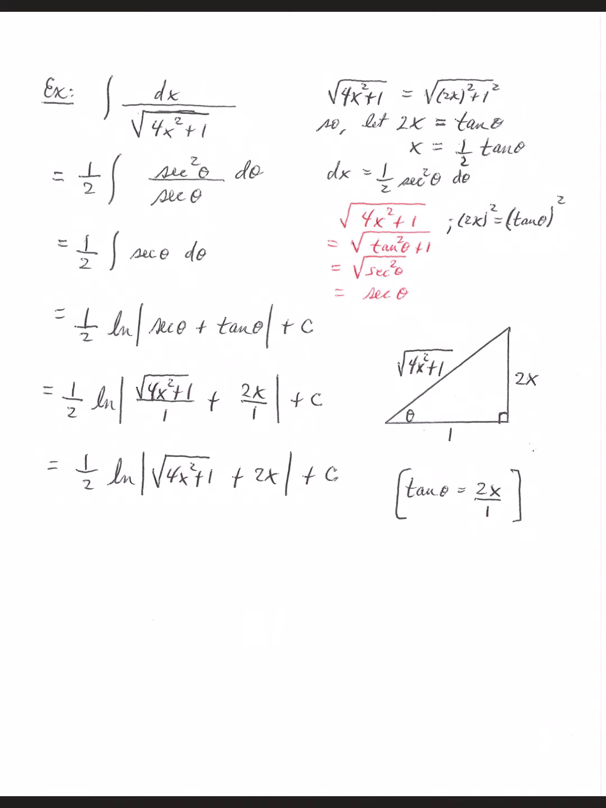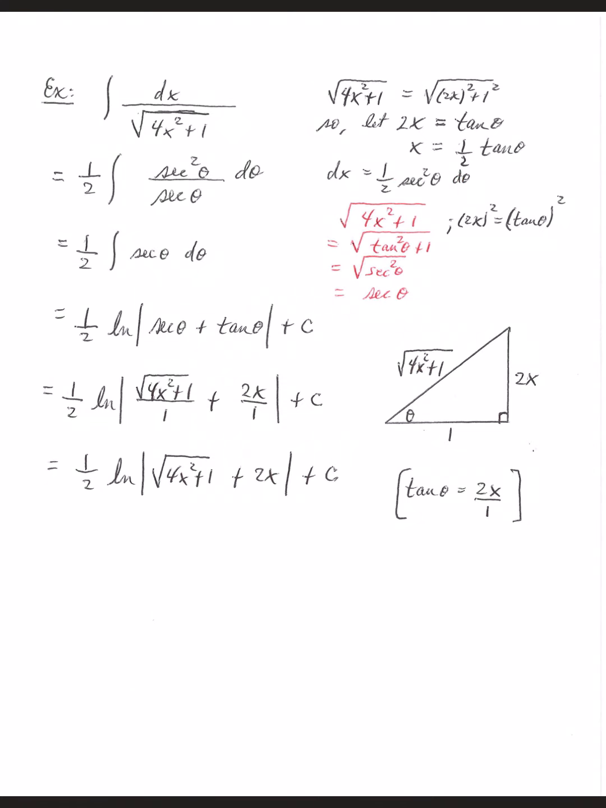But remember, it was x equals a tangent theta. Well, this time our x is 2x. So 2x equals 1 tangent theta. Another way to write that would be x equals half tangent theta. Taking the derivative, dx is equal to 1/2 secant squared theta d theta.